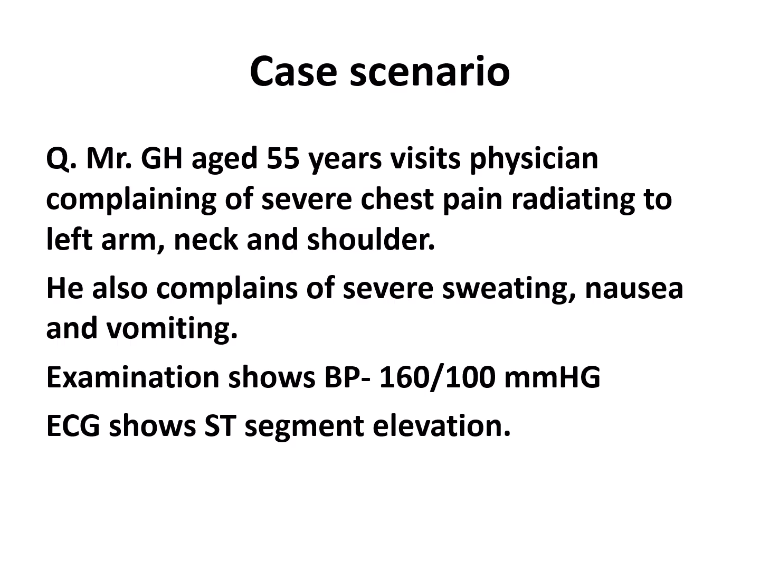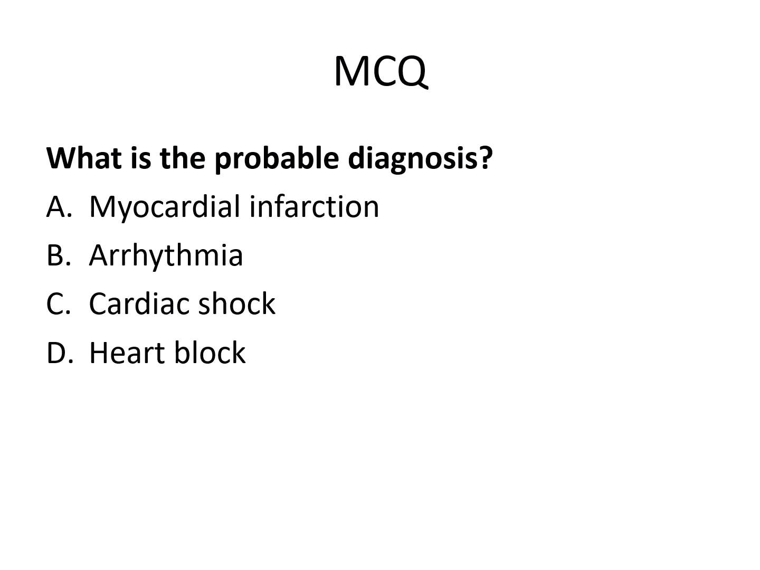Examination shows his BP 160 by 100 mm of mercury. ECG was done which shows ST segment elevation. What is the probable diagnosis? This is a typical case of myocardial infarction, known as MI, which is also one of the ischemic heart diseases, that is IHD.